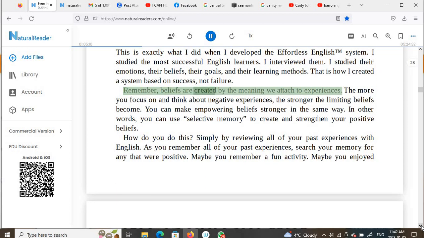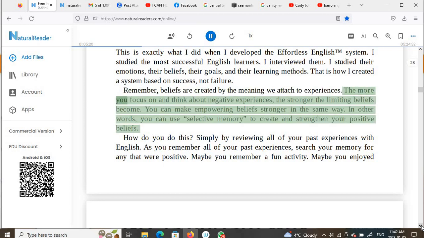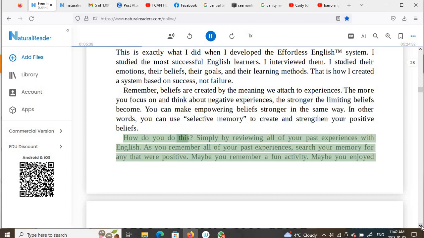Remember, beliefs are created by the meaning we attach to experiences. The more you focus on and think about negative experiences, the stronger the limiting beliefs become. You can make empowering beliefs stronger in the same way. In other words, you can use selective memory to create and strengthen your positive beliefs. How do you do this? Simply by reviewing all of your past experiences with English.